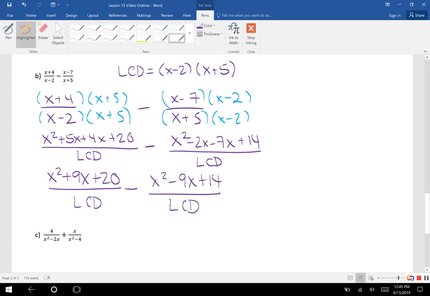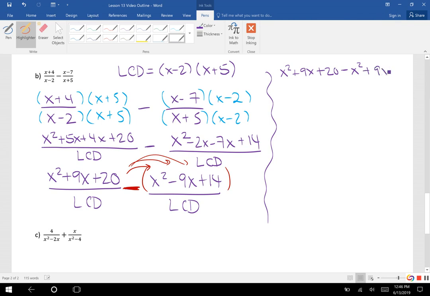All right, so now we're ready to do the subtraction. And with subtraction, we have to be a little bit careful because that minus sign is actually going to apply to everything in the second fraction. And so I'm going to take the time to actually distribute it. So I'll finish my work over here to the side. So I've got x squared plus 9x plus 20. And then it's going to be a minus x squared plus 9x minus 14. And this is going to be all over that LCD.